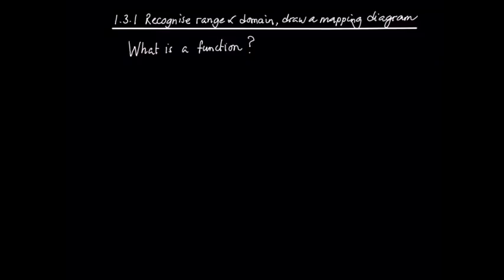In the first part of the lecture on functions, we'll learn to recognise the range and domain and to draw a mapping diagram. So first of all, perhaps we should ask the question, what is a function? Well, a neat way of imagining how a function works is to consider it as a type of machine, and we'll draw that by a little box in the middle here.